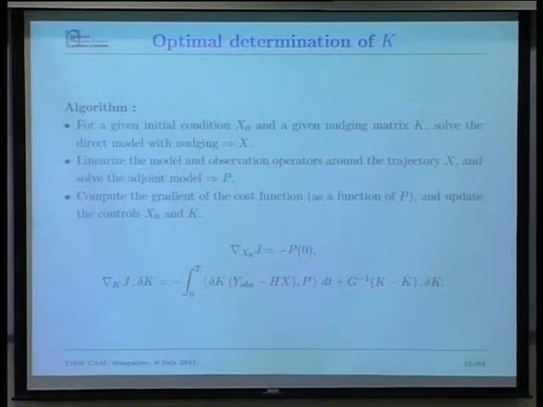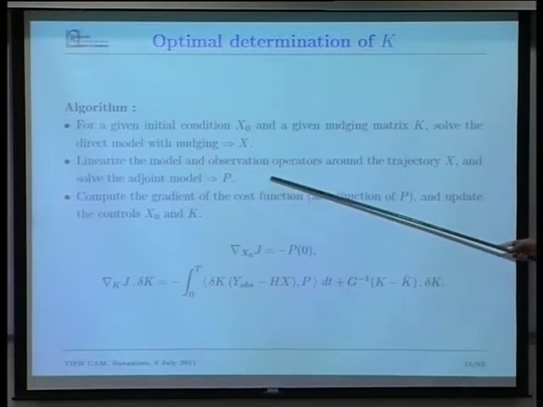So the algorithm is similar to the 4D-Var. For a given initial condition x naught and a given nudging matrix K, you can solve the direct model with the nudging and then get x of t, the solution at any time t. Then you have to linearize the model and the observation operators around the trajectory x to compute the f prime of x and h prime of x. And then you can solve the adjoint model and get p at any time.